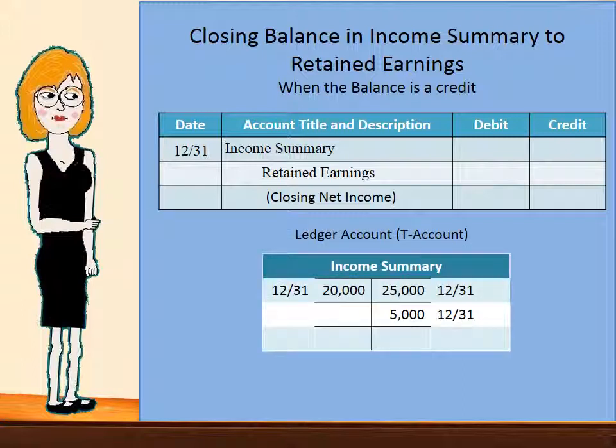Notice that the revenues were $25,000, the expenses were $20,000, and the net income was $5,000. So you would debit the income summary for the full amount and credit the retained earnings for the full amount, therefore zeroing out that account.